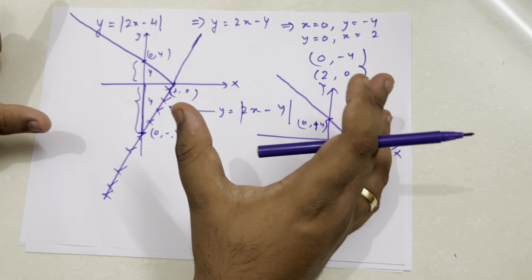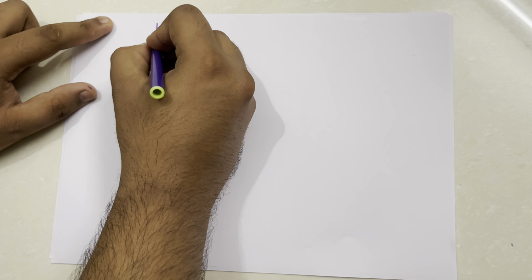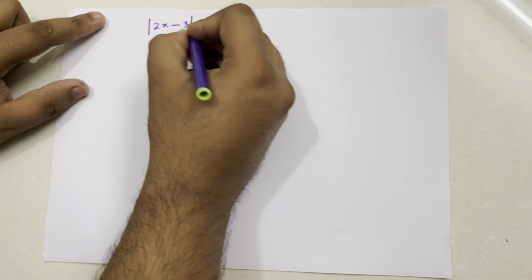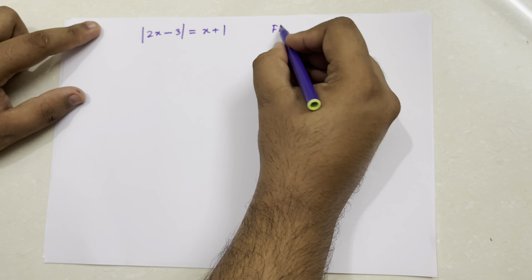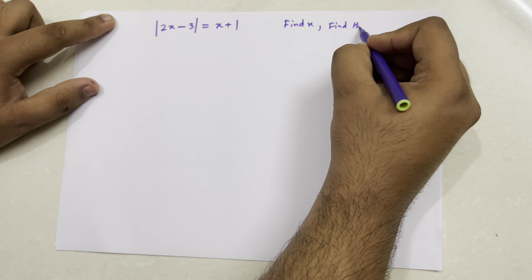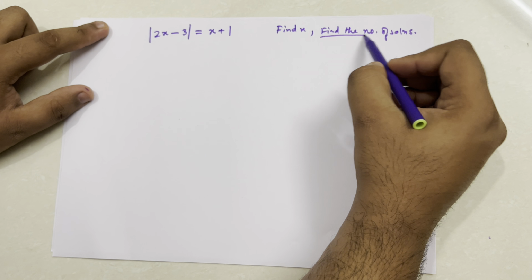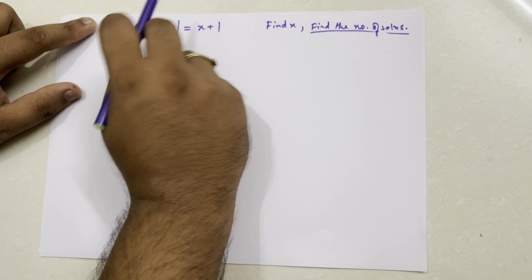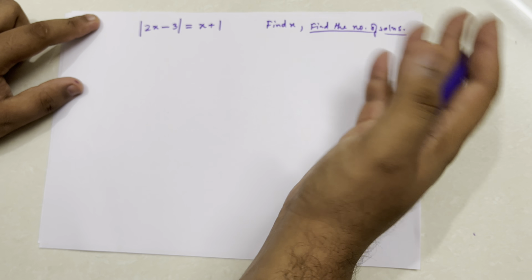Let us take some critical examples and understand how to solve problems. The mod function. So the question is, solve for x, mod 2x minus 3 equals x plus 1. Find x and also find the number of solutions. What is the meaning of find the number of solutions? I told you it is how many values of x exist for this. There can be 1, 2, 3, 4. Let us see how many values of x will come. There can be no values, which means no solution.